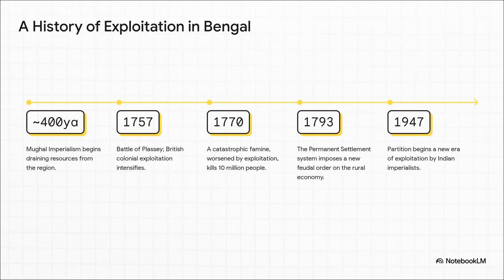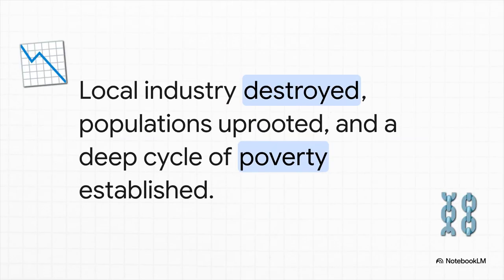The system then just kept evolving, you know? In 1793, they put in new feudal orders. And even after partition in 1947, the source argues that the fundamental pattern of draining local wealth just continued under new management. So here's the bottom line, the crucial point. The result of all this multi-generational exploitation is a completely shattered economy. Local industries that once thrived? Gone. Skilled workers forced off their land, their livelihoods destroyed.